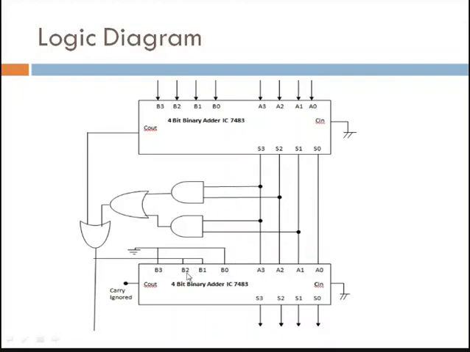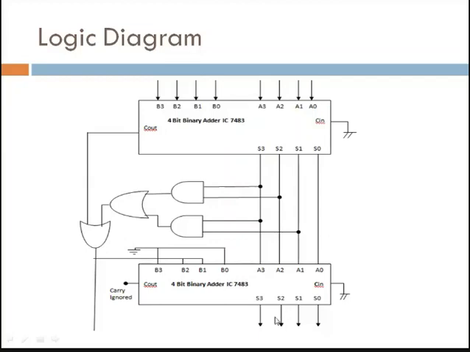Now regarding B2 and B1, it depends on whether your result is valid or invalid. If the result is valid, what will happen? Again these two ICs are connected, so again the first addition is performed.